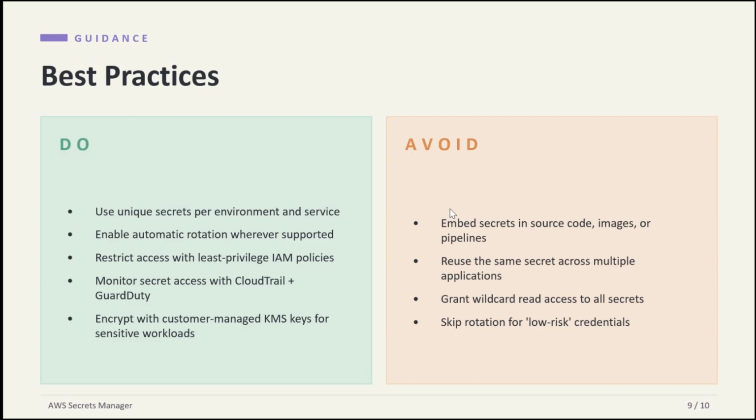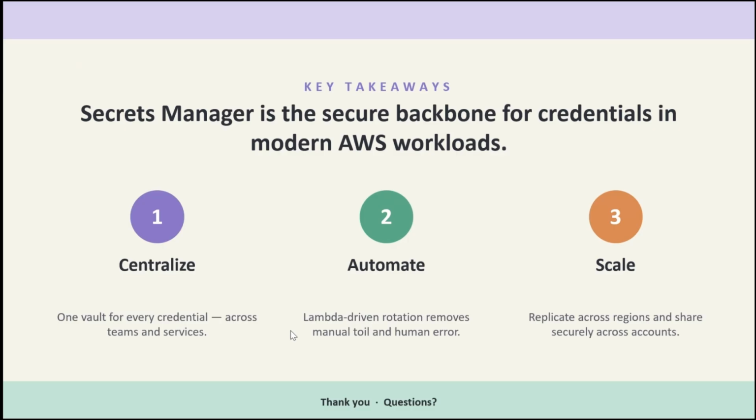And don't give wildcard permission. Give whatever permission is needed to access the secret and use it in the application. You can use IAM permission to restrict that particular aspect. So on the left, we have the do's. Use a unique secret for each and every application and database. Always enable automatic rotation wherever it is supported, and use IAM policies to provide least privilege access. And CloudTrail and GuardDuty can be integrated, and you can also enable Key Management Service to encrypt the secrets that are stored here. Okay, so that is the best practice here.